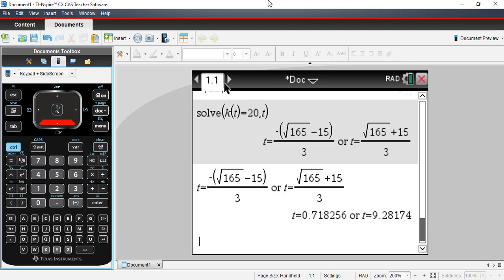Just learn to use a CAS as much as possible, because in order to complete the SAC, you're going to need to try to speed up as much as you can.